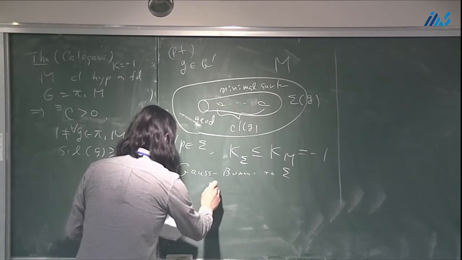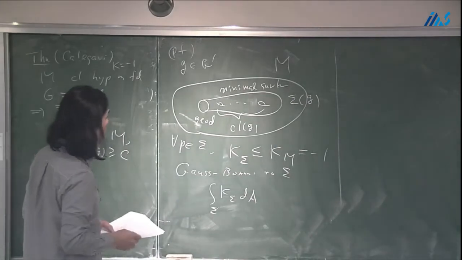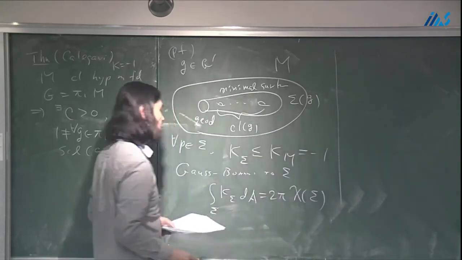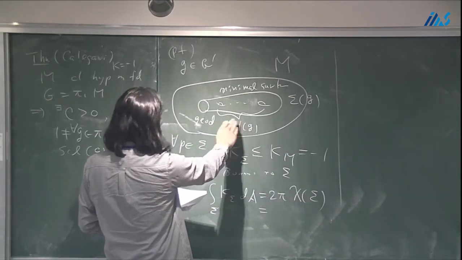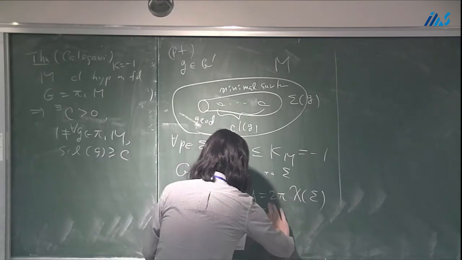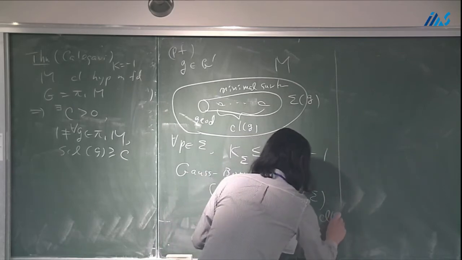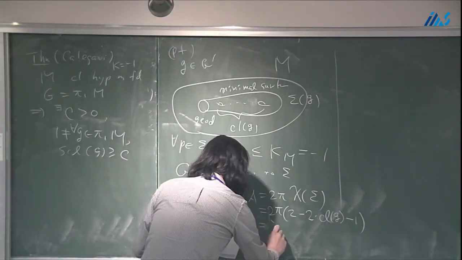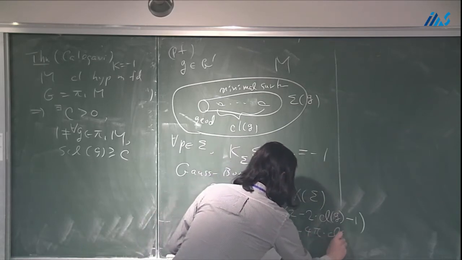Let me write it here. So Gauss-Bonnet says if you integrate the sectional curvature on sigma, then it's going to be 2 pi times the Euler characteristic of this one. This is Gauss-Bonnet. But I can compute this. Because this has genus cl(G), and one puncture, therefore this is 2 pi times (2 minus 2 times commutator length of G minus 1), because there is one puncture. That means this is 2 pi minus 4 pi times commutator length of G.